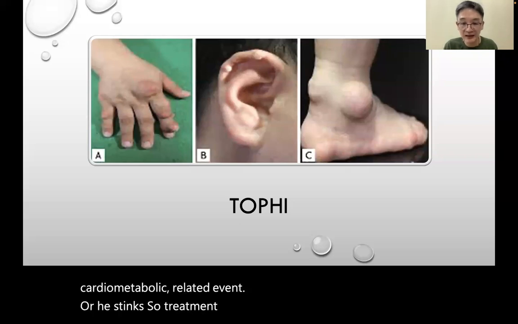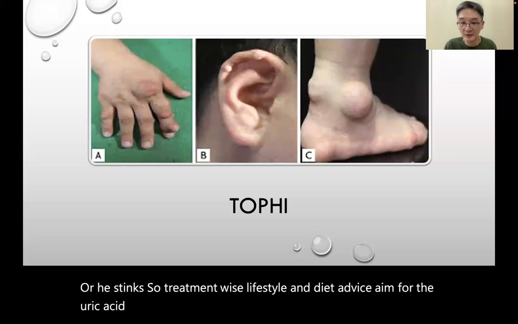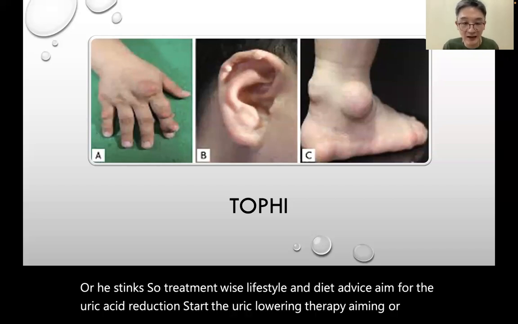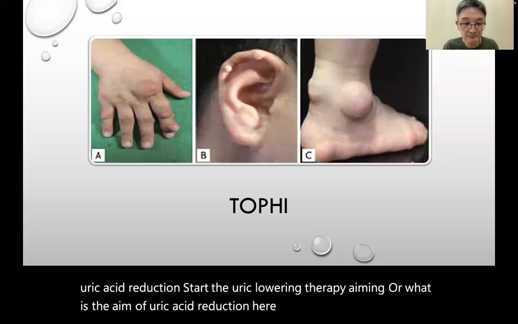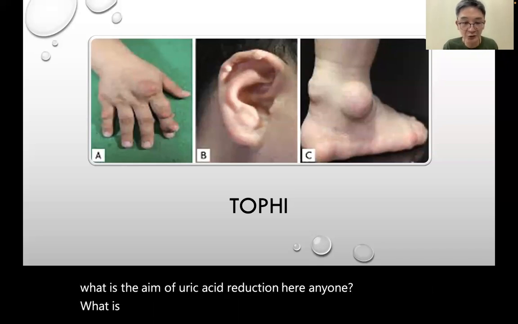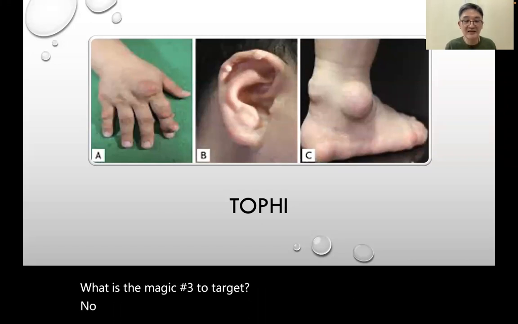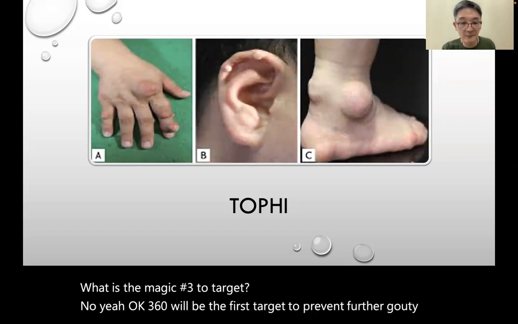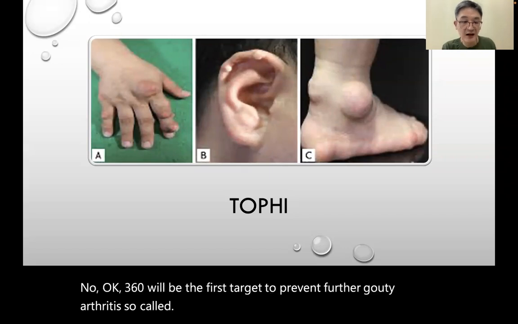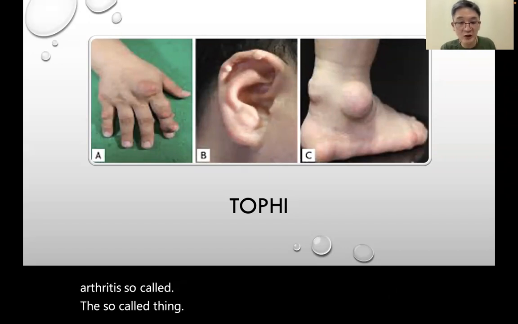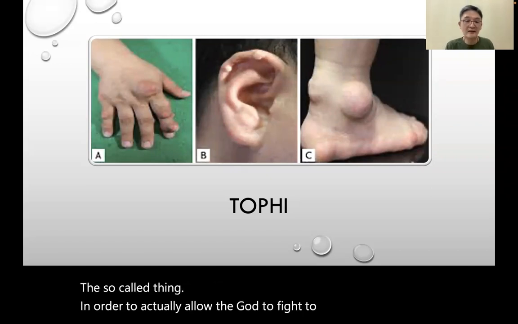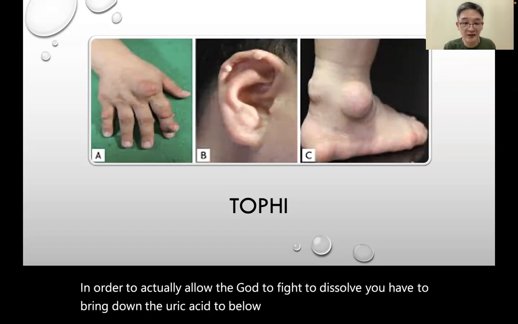Treatment-wise, lifestyle and diet advice, aim for uric acid reduction, and start urate-lowering therapy. What is the aim of uric acid reduction here? Anyone? What is the magic number? Treat to target. 360 will be the first target to prevent further gouty arthritis. But in order to allow the gouty tophi to dissolve, you have to bring down the uric acid to below 300. Yes, correct, 300.